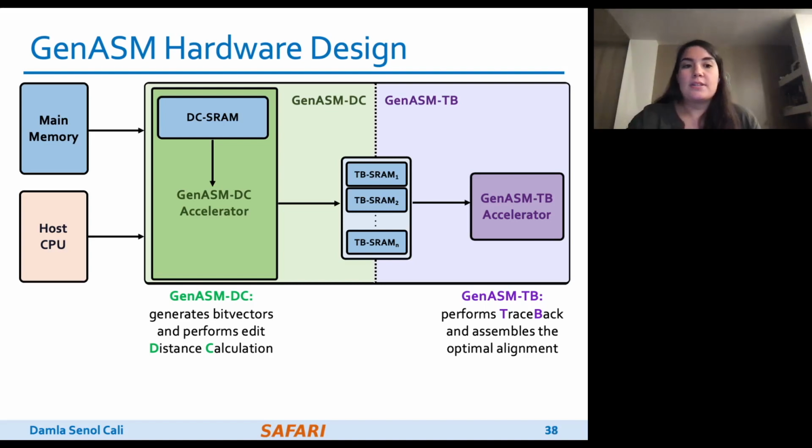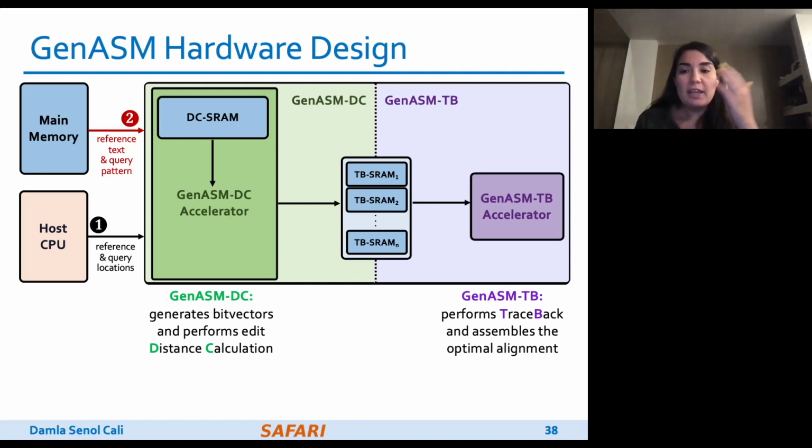So GenASM execution starts when the host CPU issues a task to GenASM with the reference and the query sequences' locations. Then GenASM-DC reads the corresponding reference text region and the query pattern from the memory, and then writes these to its dedicated SRAM, which is DC-SRAM. And in order to decrease the memory footprint of the algorithm, GenASM follows a divide and conquer approach, where we divide the text and pattern into overlapping windows and perform the traceback computation for each window sequentially. And after all of the windows' partial traceback outputs are generated, we merge them to find the complete traceback output.